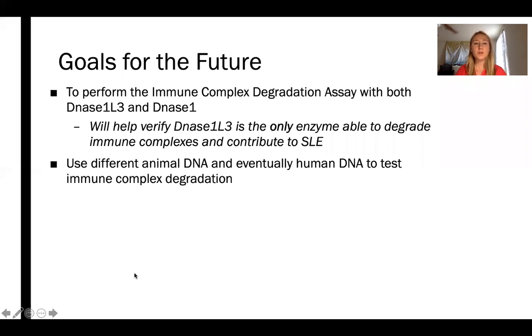And so some goals for the future is to perform the immune complex degradation assay with both DNase 103 and DNase 1. It's going to help verify that DNase 103 is the only enzyme able to degrade immune complexes and contribute to the symptoms of SLE, and that DNase 1 does not degrade these immune complexes. And also some goals are to use different animal DNA and eventually human DNA to test immune complex degradation, because currently we are using calf thymus DNA.